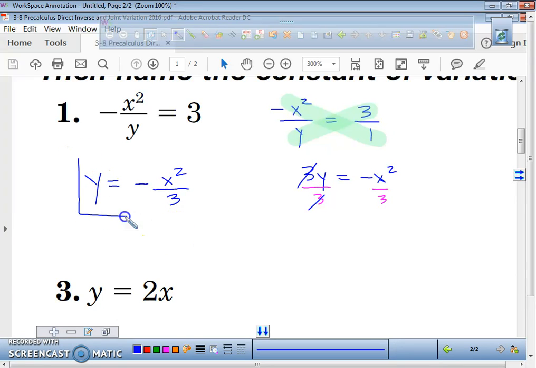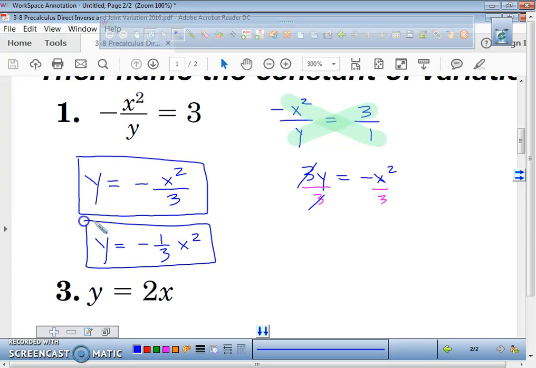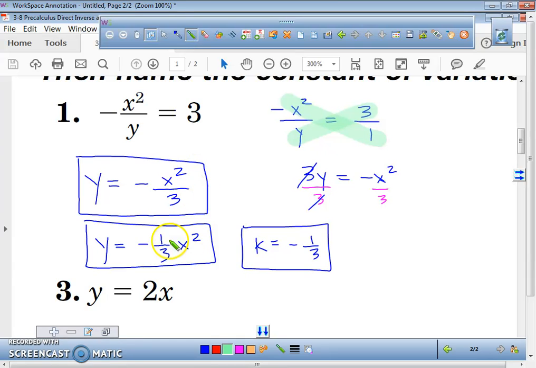Now, this version, it's kind of hard to think about what the k value is. So let's write it like this. If I say y equals negative 1/3 of x squared, these actually mean the exact same thing. So when we go back, by the way, what do you guys think your k value is? 3? Nope. 1? Nope. 2? Nope. 1/3? Negative. Close. Negative 1/3 is correct. Negative 1/3 is your constant of variation. That's the number right here. That is your k value.